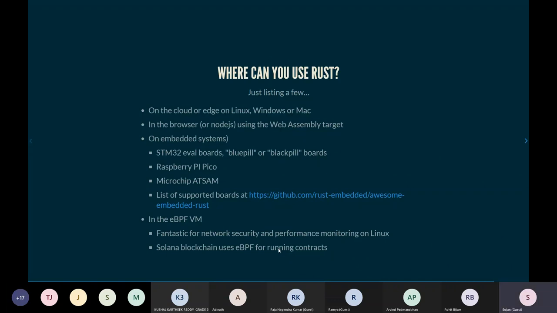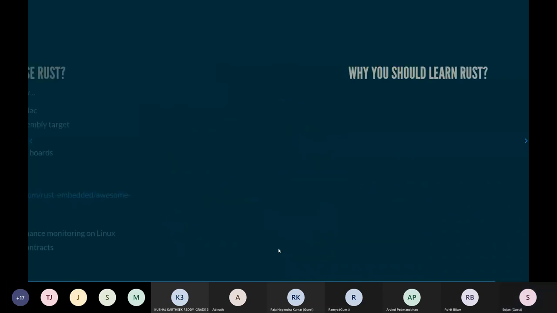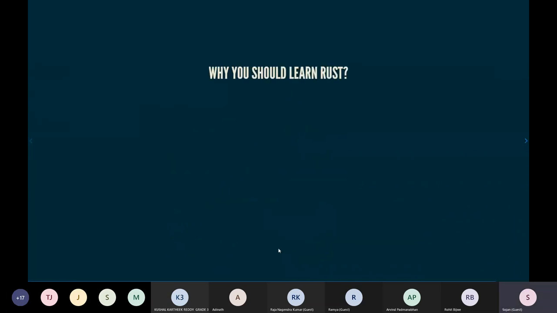This is just a small list, which, you know, some of the highlights. There are much more places where you can run Rust. In fact, any target that is supported by the LLVM toolchain, you can enable Rust on that. All right, so now we'll ramp down the presentation, just a few more slides.